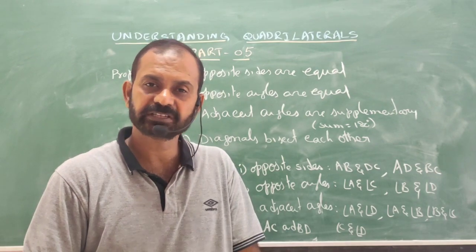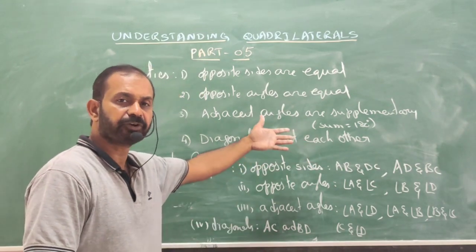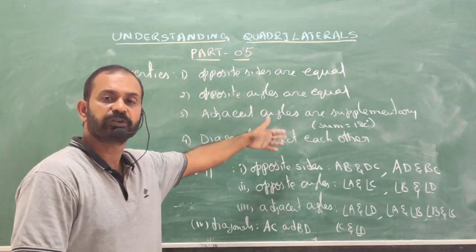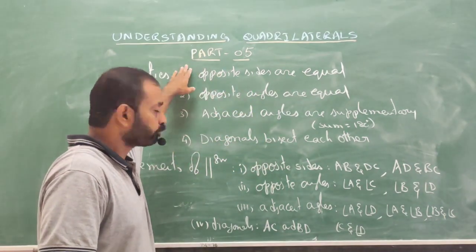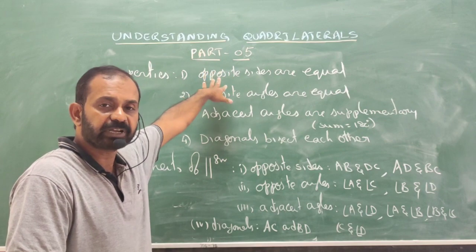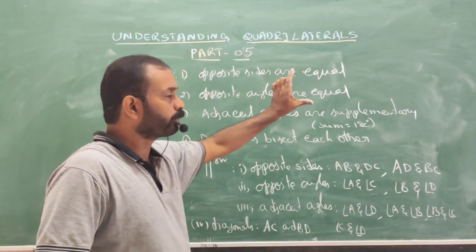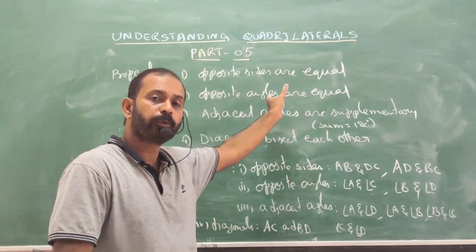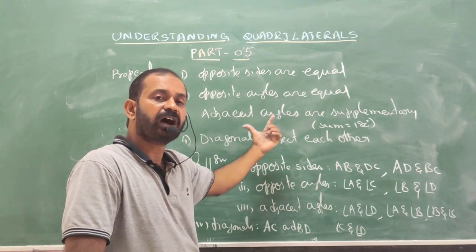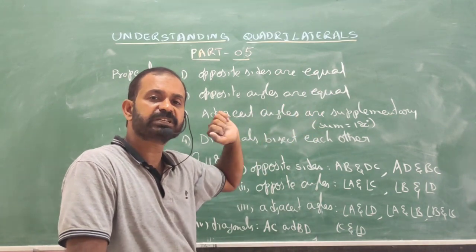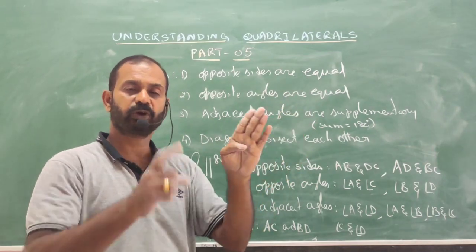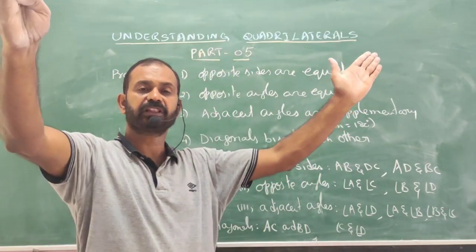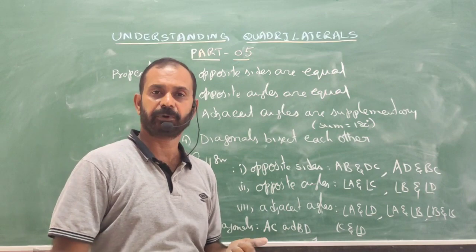I hope it is clear, because it is the beginning for you. You may feel it is difficult, but once you read, it will be so much easier. So once again I repeat the properties of a parallelogram: opposite sides are equal, opposite angles are equal, adjacent angles are always supplementary, and diagonals bisect each other. So one diagonal will divide the other diagonal into two equal parts.